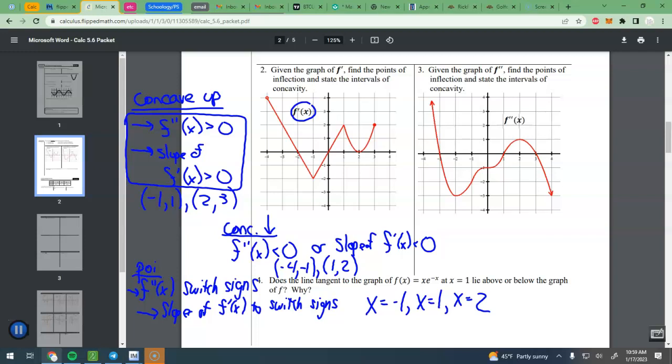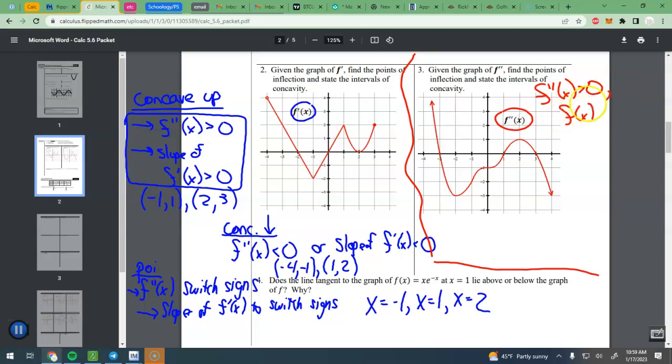Questions there? Number 3 is a second derivative. So again, realize what we're working with. What does the second derivative tell us about? It tells us about concavity, right? So if the y values of that graph are positive, what do we know about the original function? Concave up. So I know that when f double prime of x is positive, f of x is concave up.